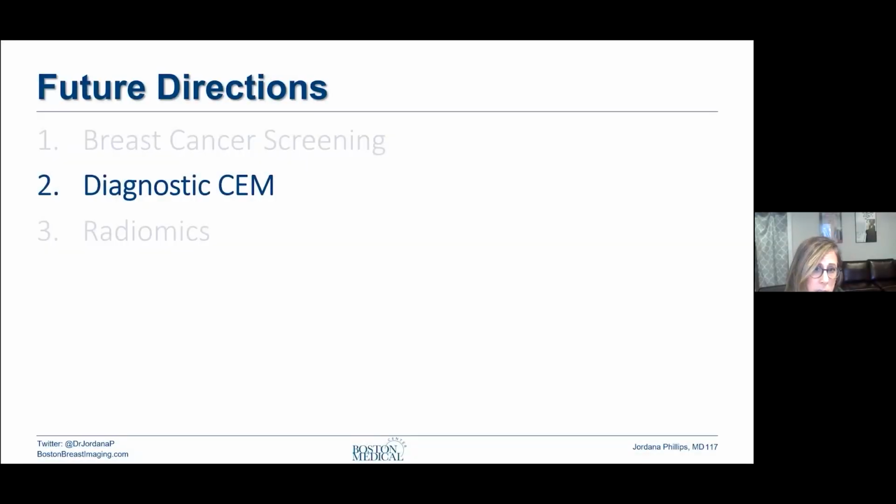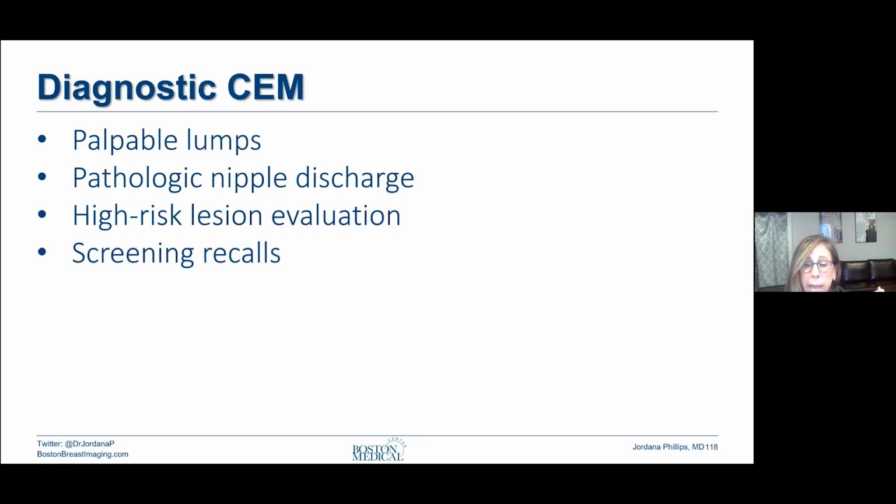Another area for the future is we're going to look at how contrast mammo specifically applies to palpable lumps, pathologic nipple discharge, high-risk screening evaluation, and screening recalls. More studies to see how it compares to our standard of care.